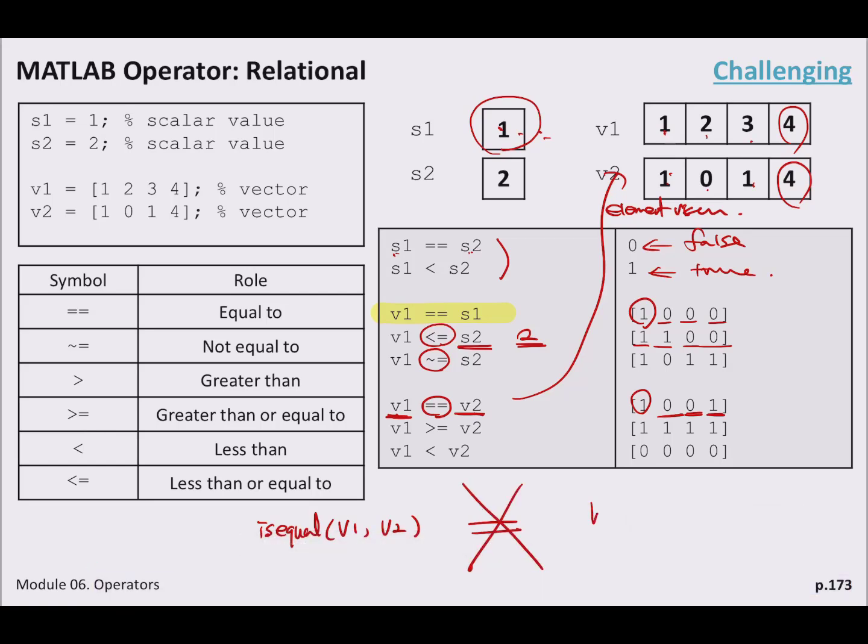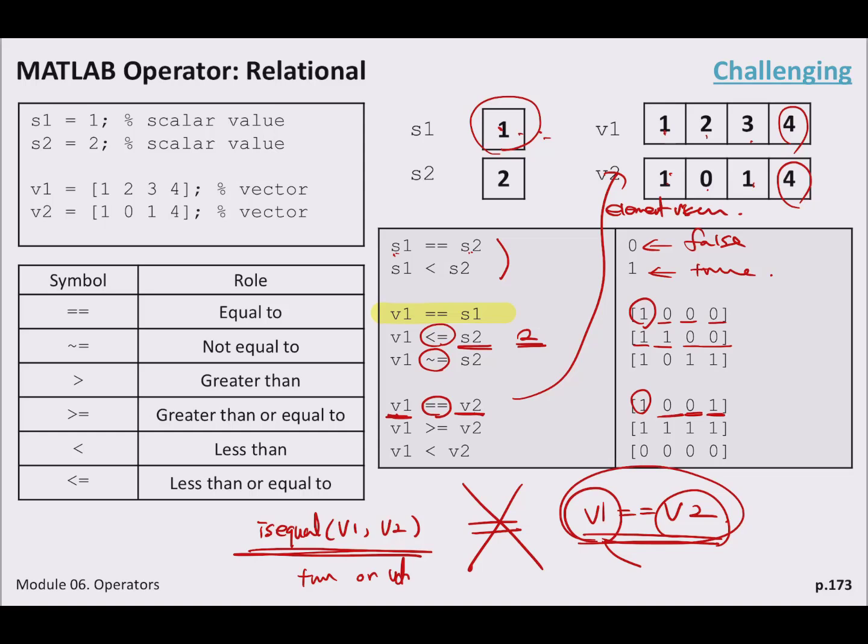Not the same with the v1, v2. Okay, this one is element-wise operation. That's why the output from this operation is the same, the vector with the same size of the v1 or the v2. But this one is just a logical value, true or false. So don't be confused with these two. In this slide, I'll say this one is the output is the vector.